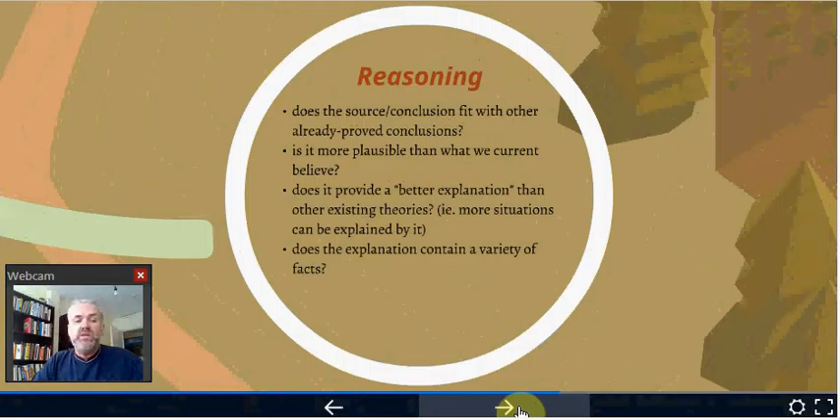So the last thing is reasoning. And this is kind of code word for just basic logic. Does the source or conclusion fit with other already proved conclusions, right? Do we have additional evidence that simply adds to what we already know? If we do, then the certainty and reliability is very high. If not, then it's going to cause us to maybe re-examine what we already know, and maybe we need to alter our thinking. The word that's often used for that is revisionist, right?